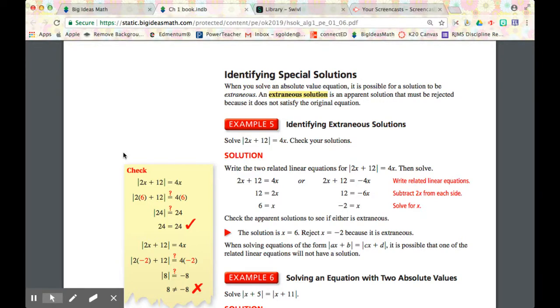They're called extraneous solutions. So this first example says the absolute value of 2x plus 12 equals 4x. So just like before, we're going to split it into two problems.